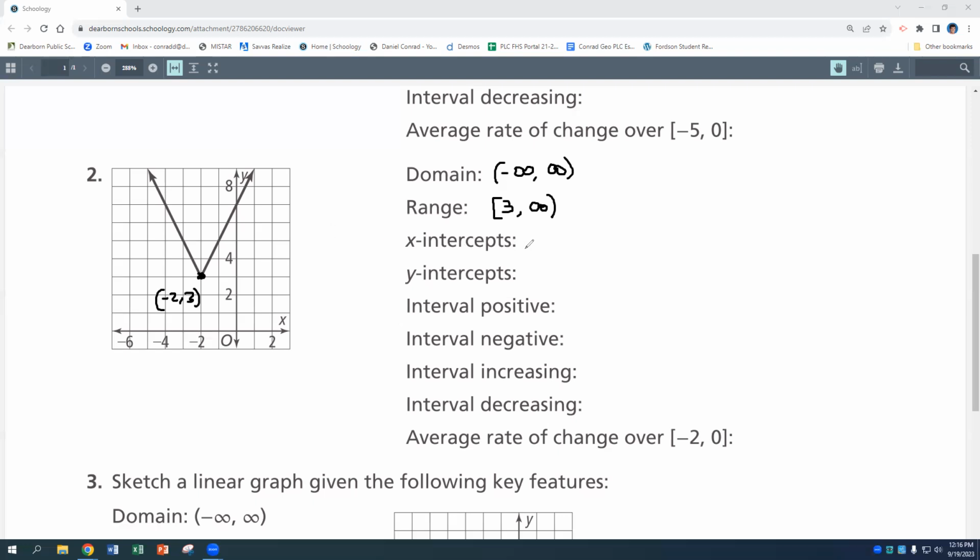All right, we said no x-intercepts. It doesn't cross the x-axis anywhere, so there are no x-intercepts. So I'm going to put none. Y-intercepts, where it crosses the y-axis, it looks like 0, 7.